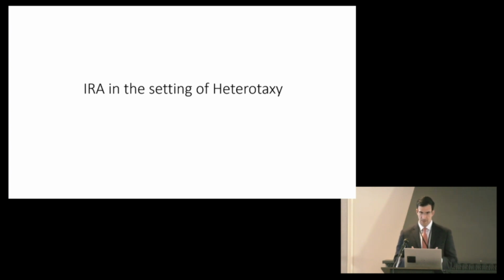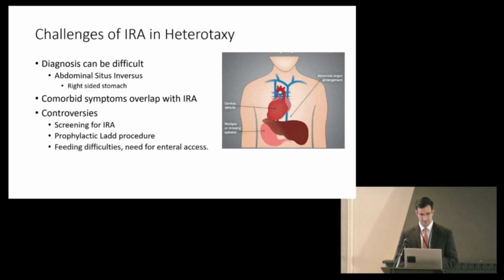Now, how does it play into heterotaxy? There's definitely some challenges here because the diagnosis is not straightforward because of the whole difference in the sidedness of the organs that can occur here. Sometimes the criteria for the definition are a little bit obscure and not totally applicable, particularly when you have this sort of right-sided stomach situation. Some of the symptoms of feeding difficulties, intolerance, some emesis can overlap sometimes with some of the comorbidities that are associated with intestinal rotation anomalies. And there's a bunch of controversies.